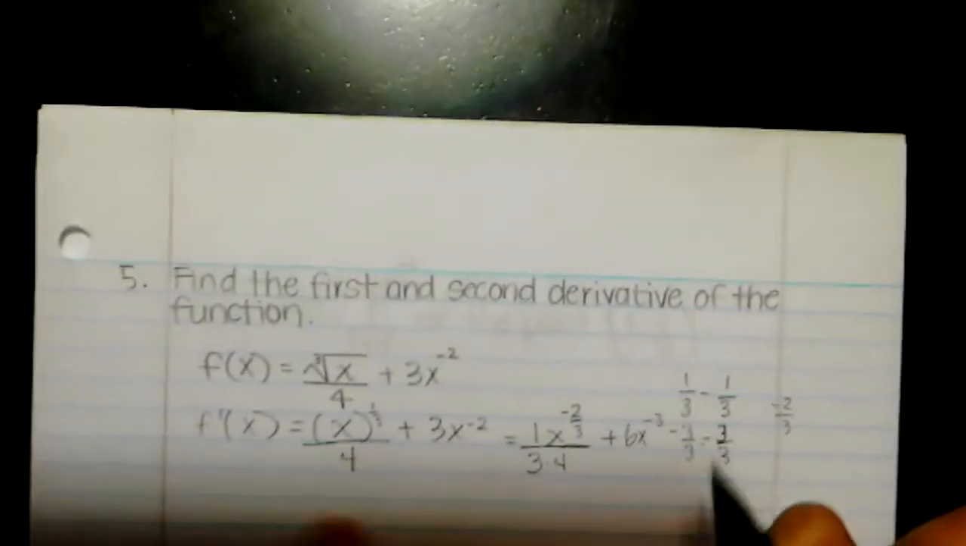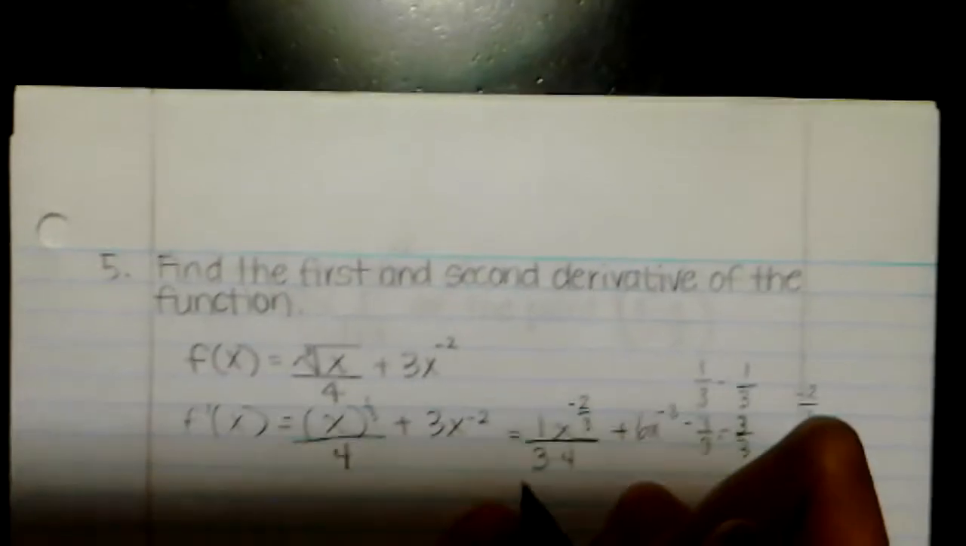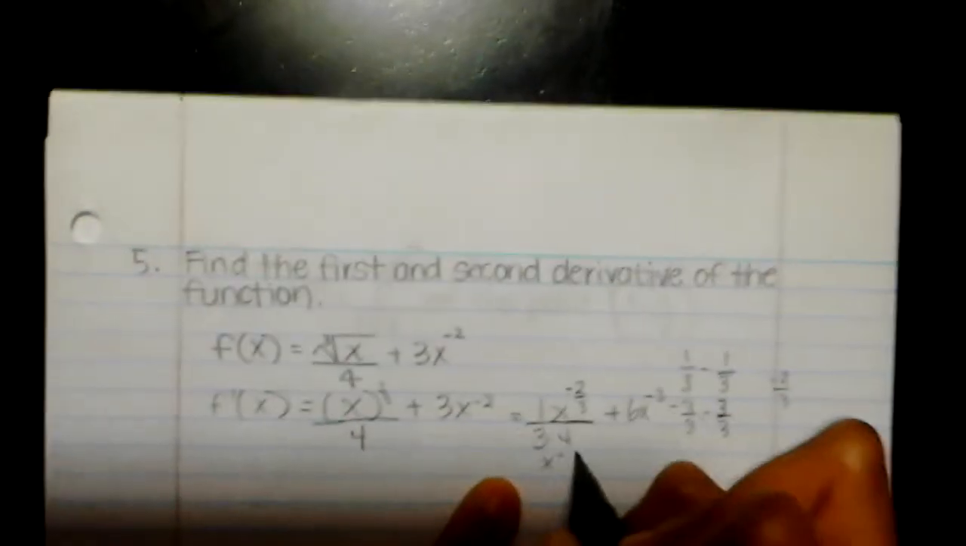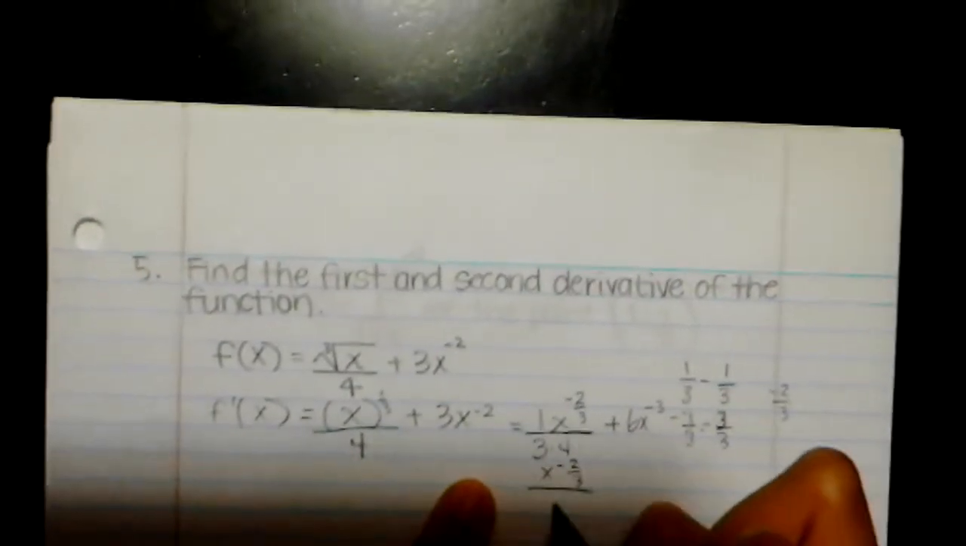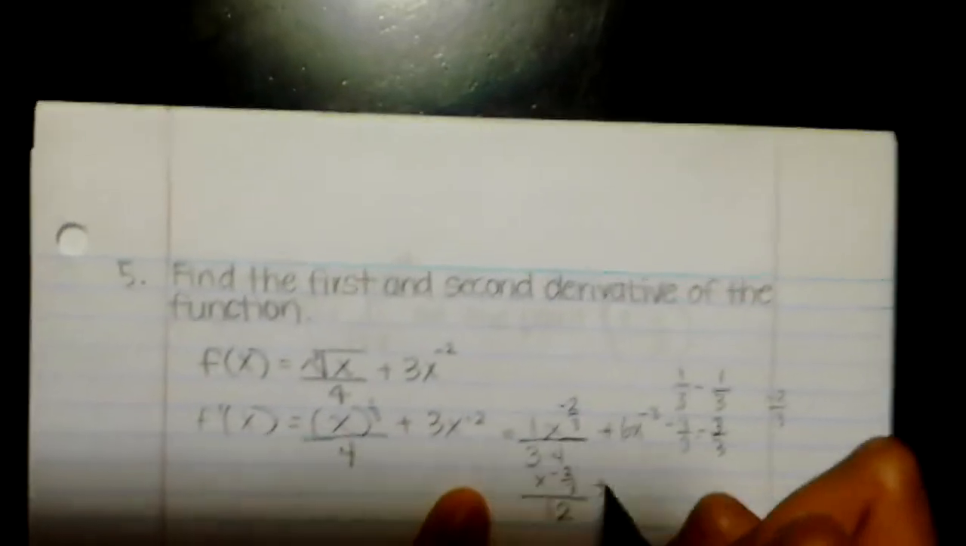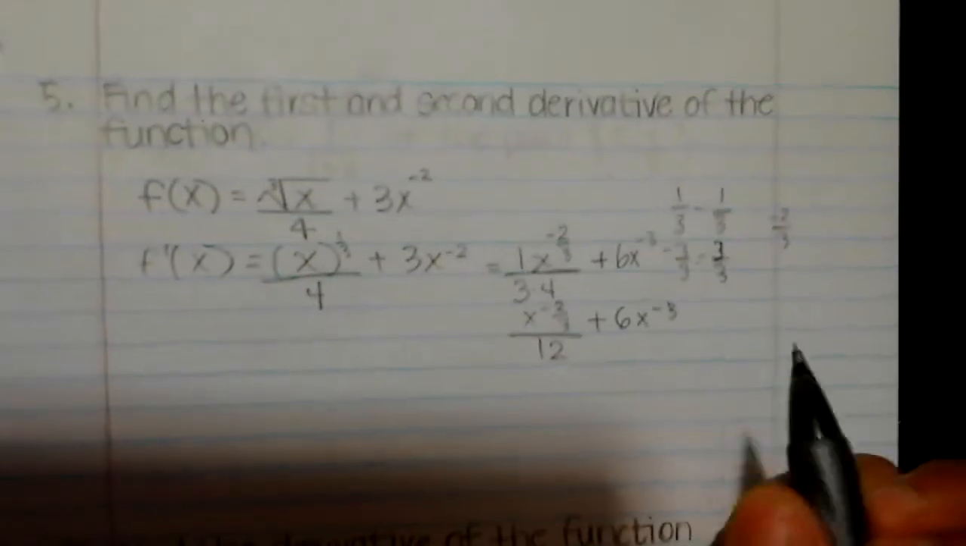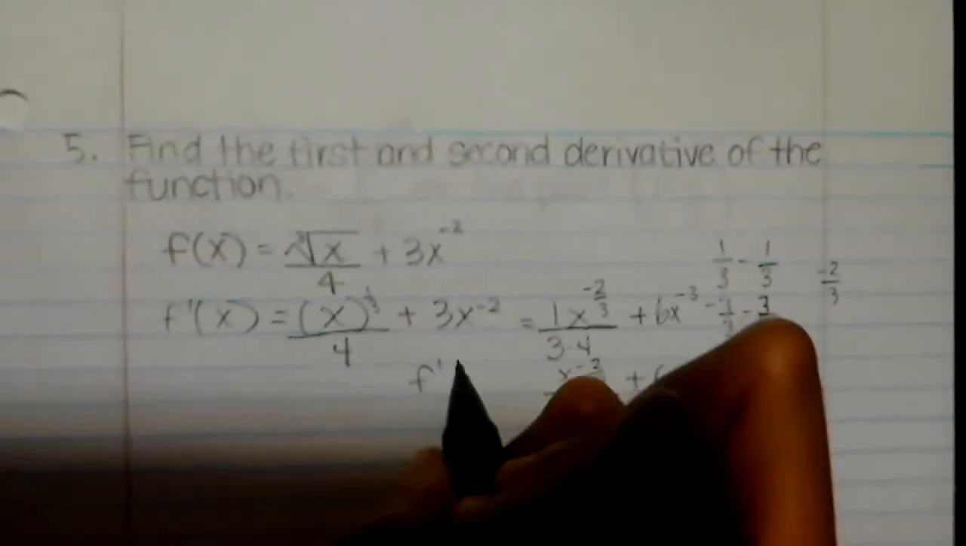Okay, so now I'm going to rewrite this problem. I'm going to multiply it out. So x to the negative 2/3 over 12 plus 6x to the negative 3. Okay, now I'm going to find the second derivative. This is the first one.